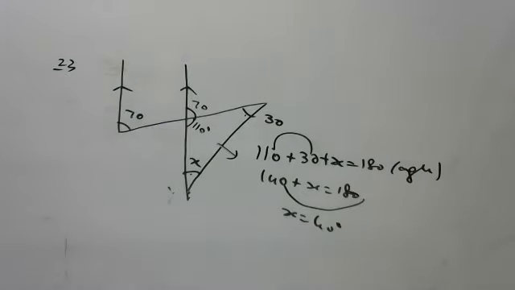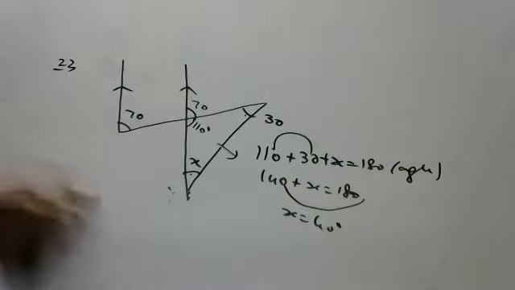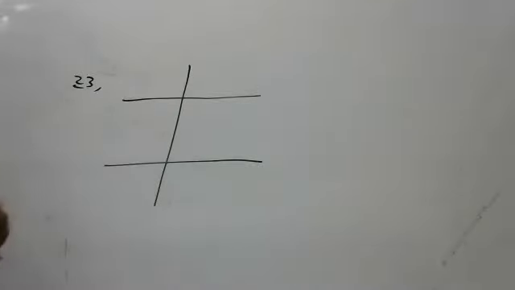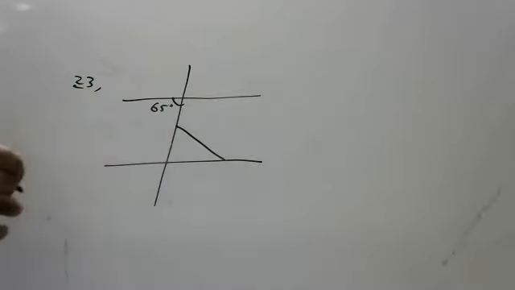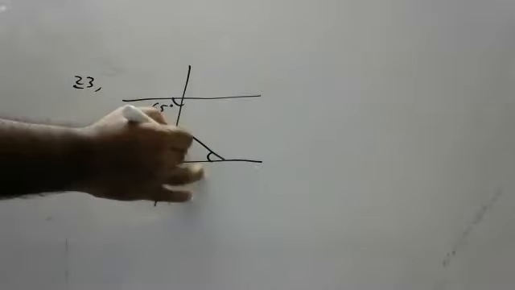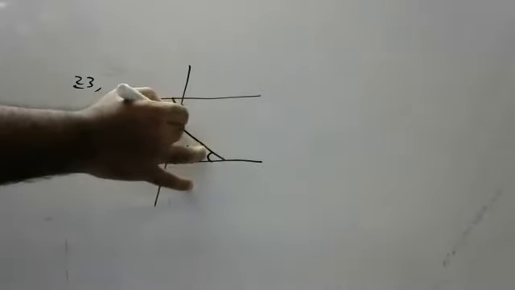Next, children, 23rd sum. Steps you should write, children. You should not do it directly. Steps you should write in the exam. What is the 23rd sum? These are two parallel lines, children. Here this is 65 degrees, and this is 40 degrees. He's asking you to find out x.